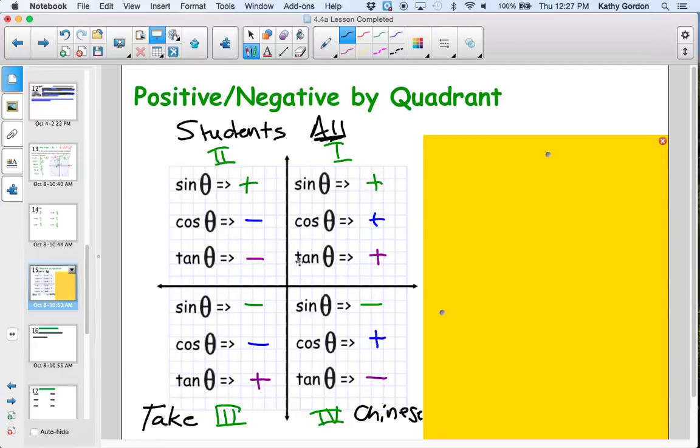All means all of my trig functions in the first quadrant are positive. In the second quadrant, which one's positive? Sine. S. Third quadrant, which one's positive? Tangent. T. Oh, that's really good. Fourth quadrant, which one's positive? Cosine.